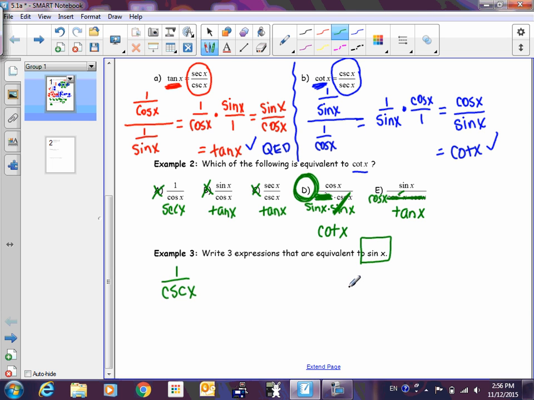Did anybody come up with something else? What'd you get? Oh, so now cosine times tangent. Yeah, I think cosine over cotangent. Okay, so let's do this one first. So cosine x times tan x. What made you think of using that one, by the way?